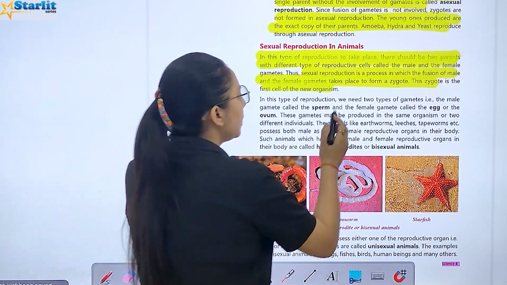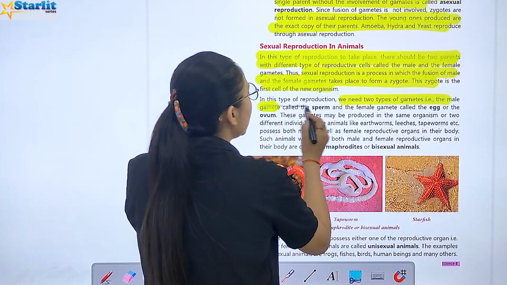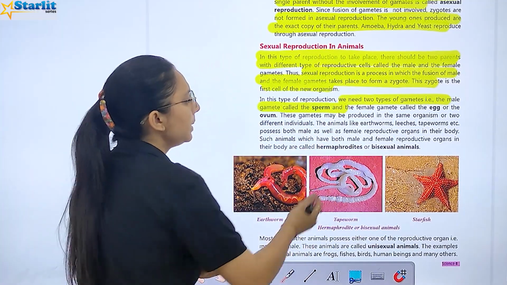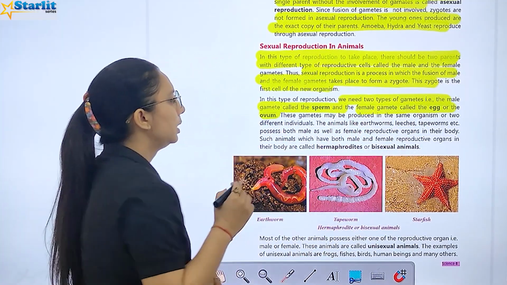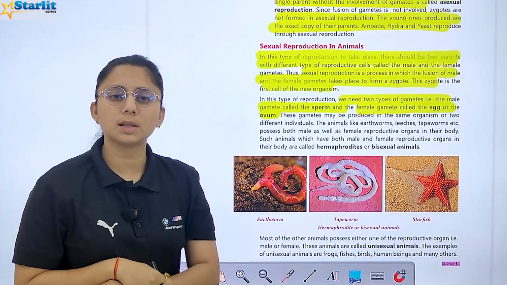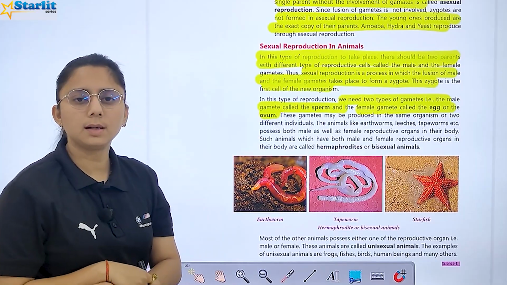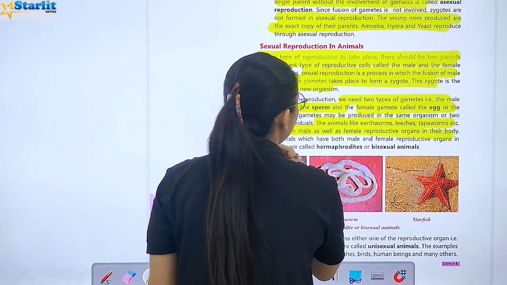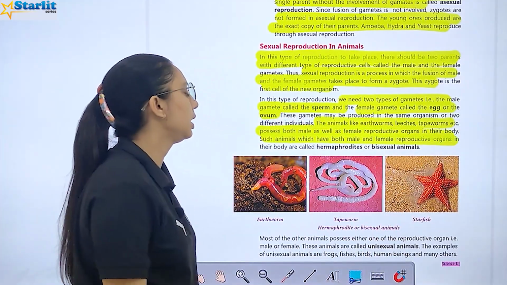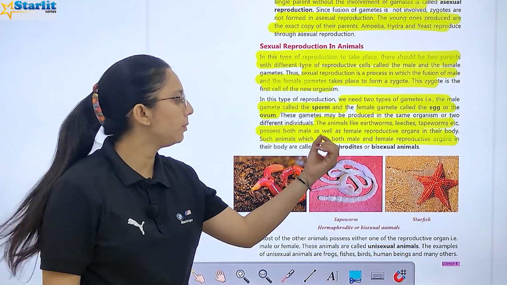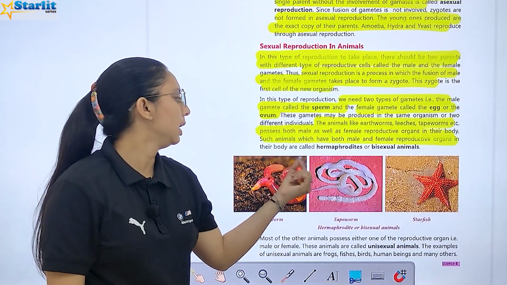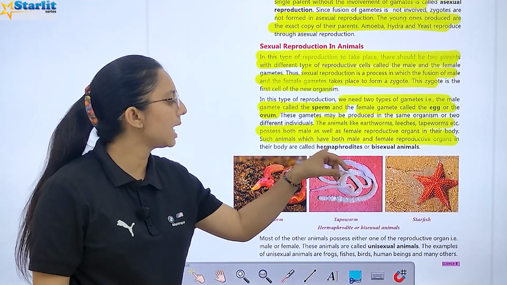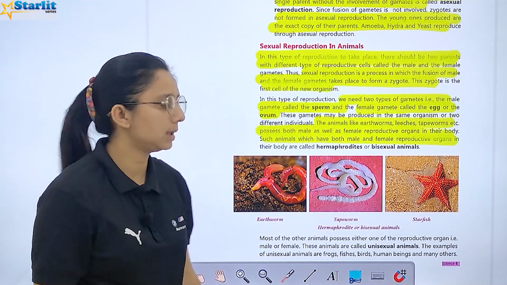In this type of reproduction, we need two types of gametes. Male gamete जिसको हम sperm कहते हैं, and female gamete that is egg or the ovum. ये जो gametes होता है ये क्या produce करते हैं? Same organism or two different individuals. So the animals like earthworm, leeches, tapeworm possess both male as well as female reproductive organs in their body. Such animals which have both male and female reproductive organs in their body, उनको क्या कहते हैं? That is hermaphrodites, means bisexual animals.